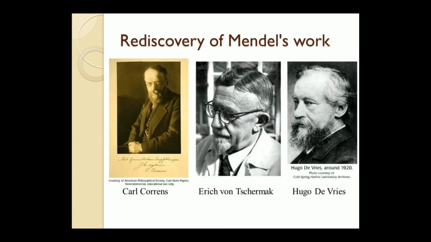His work was published but actually didn't get any recognition. His work was published in the same year as Darwin's book. But his work didn't get any recognition until three scientists independently worked on the same subject, and they are Karl Correns, Erich von Tschermak, and Hugo de Vries.